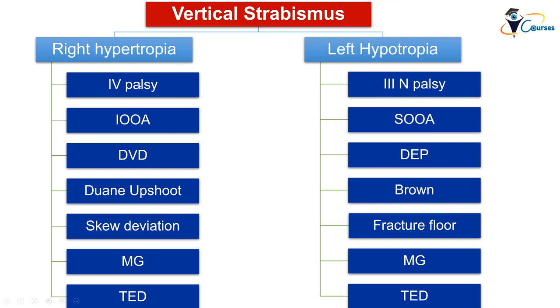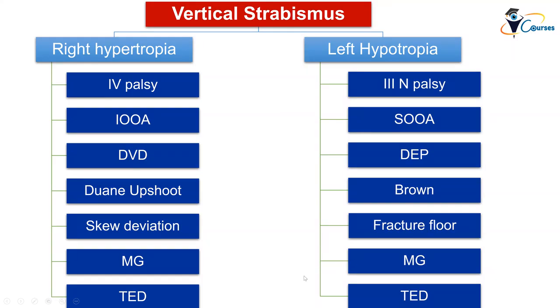Okay, so each one has its correspondent between the hypertropia and the hypotropia. For the hyper, there will be fourth nerve palsy, for the hypo, third nerve palsy. For the hyper, inferior oblique overaction. For the hypo, superior oblique overaction. For the hyper, DVD, for the hypo, DEP, or double elevator palsy, and dissociated vertical deviation. For hyper, Duane upshoot. For hypo, Brown syndrome. For hyper, skew deviation. For hypo, fracture floor, and myasthenia gravis and thyroid eye disease in both conditions. Okay.